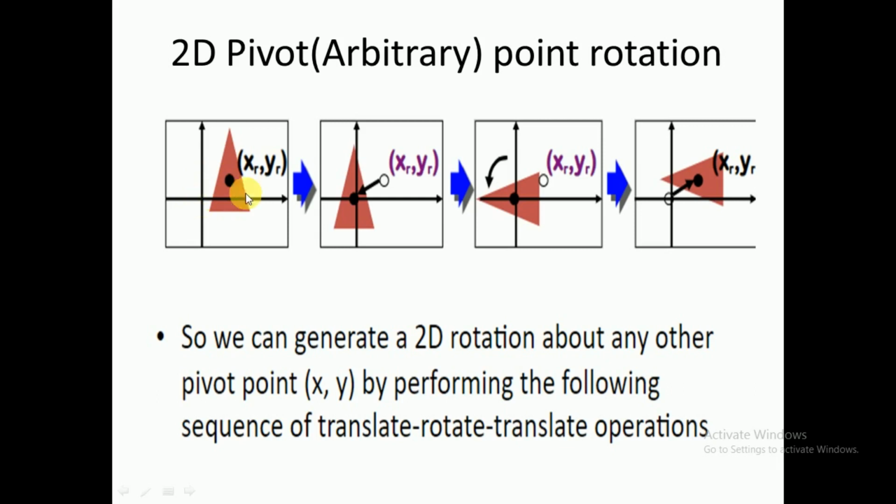After doing the inverse translation, the point XR, YR, which was originally here, will come here. Now the reference point of the object is aligned with the origin. Then I know how to rotate about the origin; the direct matrix is there. Then I will apply the rotation matrix. If you want, you can rotate anti-clockwise, or if you want, you can rotate clockwise. That is left to you.